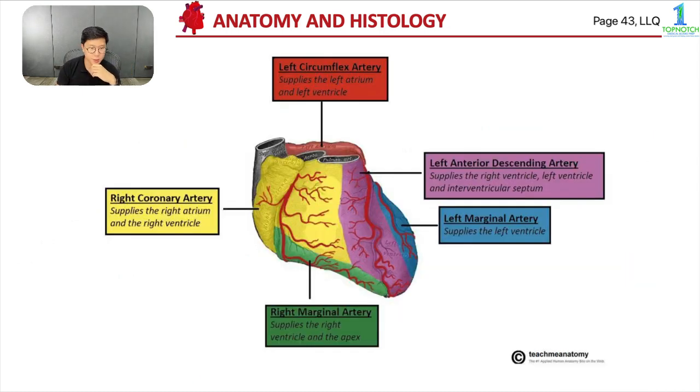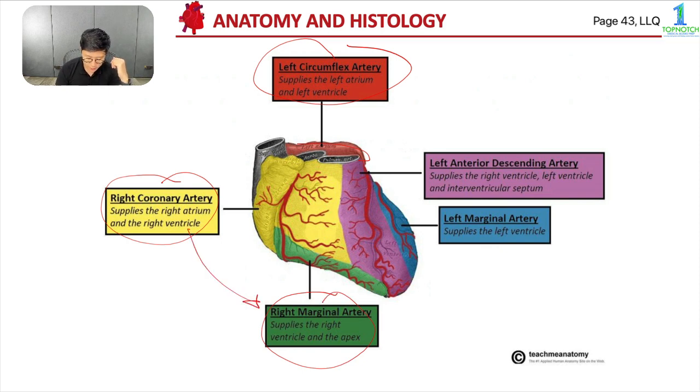So this picture shows what areas of the heart are supplied by which artery. Your left circumflex supplies the left atrium and left ventricle. Your right coronary supplies the right atrium and the right ventricle. Your right marginal artery, which is a branch of your right coronary, supplies the right ventricle and the apex. Your left anterior descending, or left interventricular or anterior interventricular artery, supplies the right ventricle, left ventricle, and your IV septum. And your left marginal artery supplies the left ventricle. This is all on the anterior.